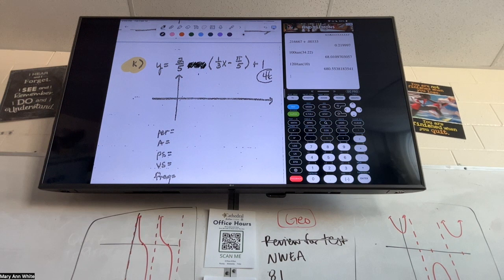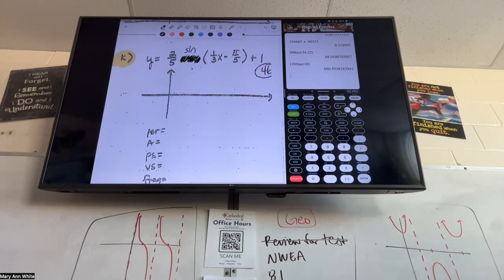Sine? Sure, we'll do sine. Okay, so we'll start, and it doesn't really matter what trig function it is. I could still tell you amplitude, period, vertical shift, and horizontal shift, and that PS is the same thing as HS if you want to change that.